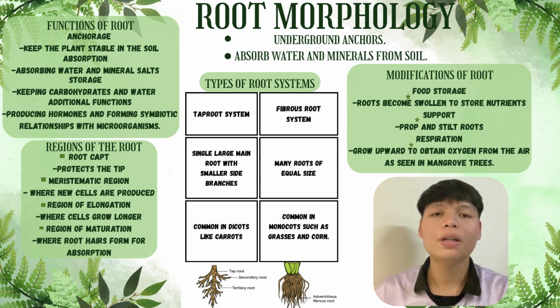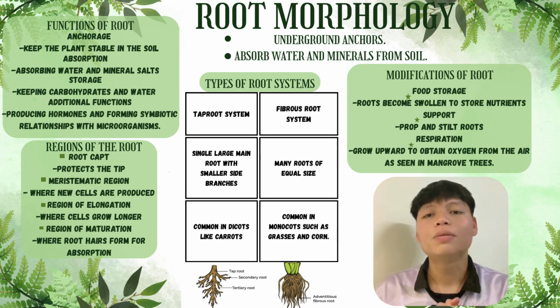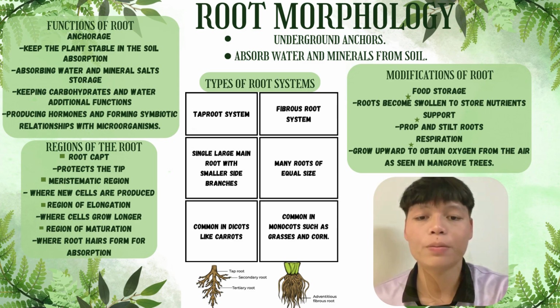Some roots are modified for special purposes. Food storage roots become swollen to store nutrients, like carrot and sweet potatoes. Next, support roots such as prop and stilt roots help hold tall plants upright, for example the banyan tree. In swampy areas, we can find respiratory roots, also known as pneumatophores. These roots grow upward to obtain oxygen from the air, as seen in mangrove trees. That's all from me. Thank you.